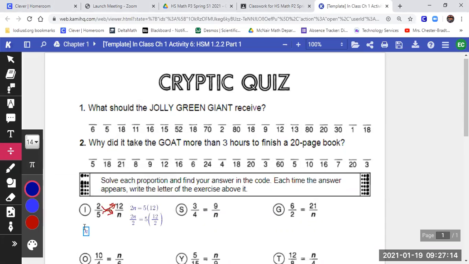So I have just the letter n on the left side, because 1 times you don't need to write it. And then it's going to be equal to 5 times, what is 12 divided by 2? Yep, 6. So it's equal to 5 times 6. So that means that my n, my unknown, is equal to how much?